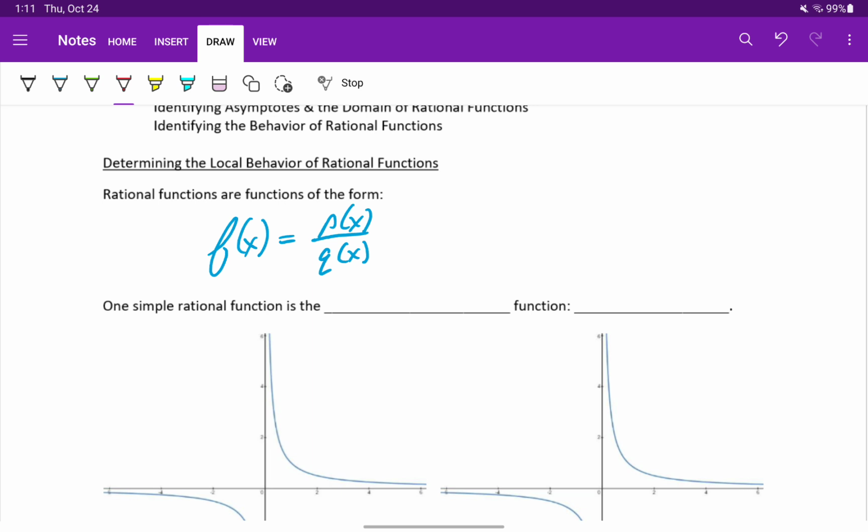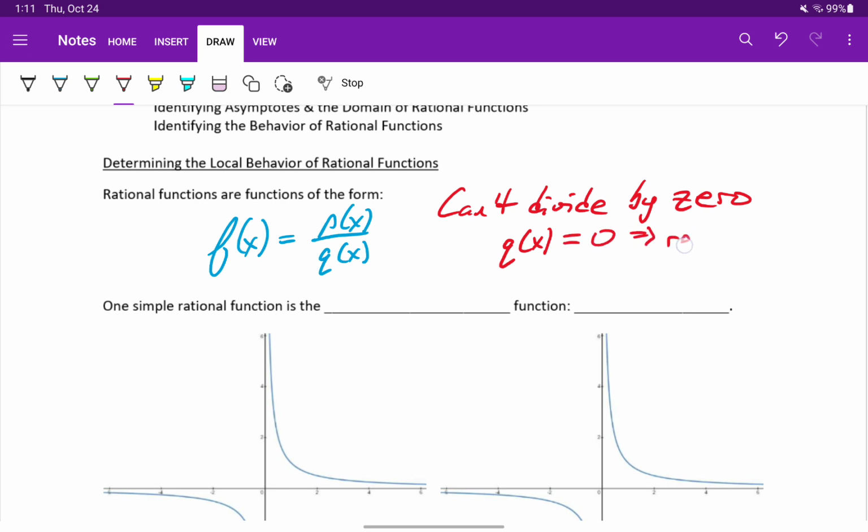Now that we're dividing by something, versus polynomials, where there was no division, just multiplication and addition or subtraction, we have to be careful because we can't divide by 0. So what that means is any values for x where our denominator, q of x, equals 0 implies a restricted value, a value that's not included as part of the domain of that function.